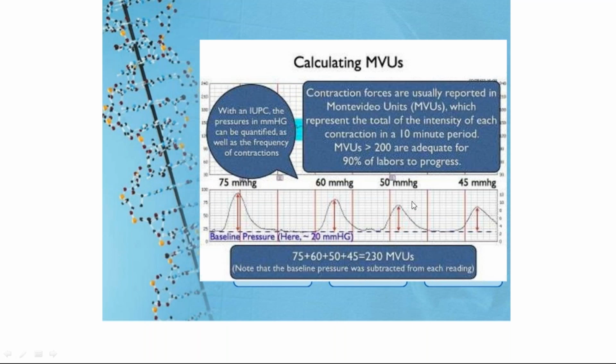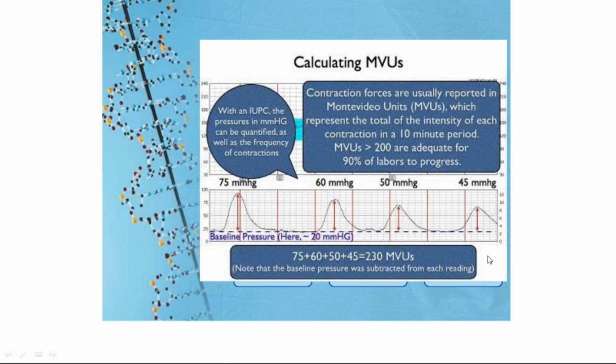So you add all these contractions in 10 minutes. How many contractions are there in 10 minutes? And add the pressures, 75 plus 60 plus 50 plus 45. It will give you 230 Montevideo units. Any MVU which is more than 200 is adequate for a normal labor. And always when you are measuring the pressure, you have to subtract the basal tone and then take the pressure. So this is possible only in internal monitoring, not in external monitoring.